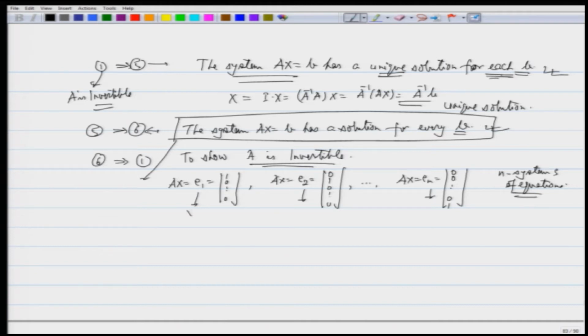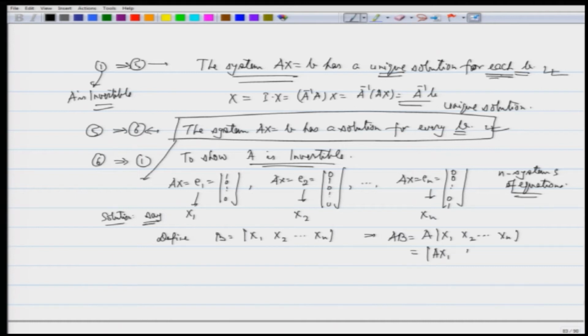It means that there is a solution for E1, say x1. So, this is the solution. Fine. For B equal to E2, I again have a solution x2. For E3, I have x3, E4, x4, and for B equal to En, I have xn as my solution. So, what we are looking at is I define B is equal to [x1, x2, ..., xn]. Then A times B will be equal to A times [x1, x2, ..., xn], which is [A x1, A x2, ..., A xn], which is nothing but [E1, E2, ..., En], which is the identity. Fine. So, you have got AB is identity.